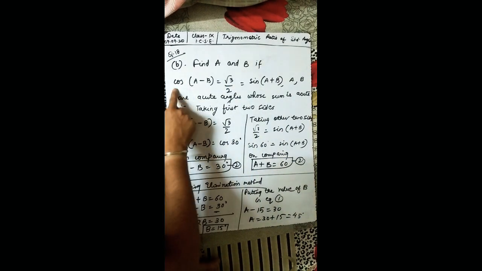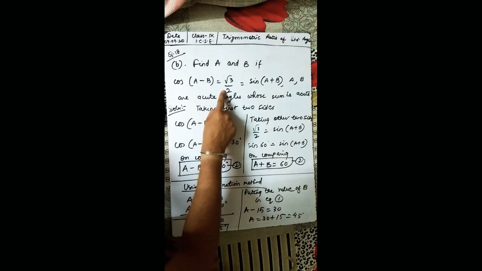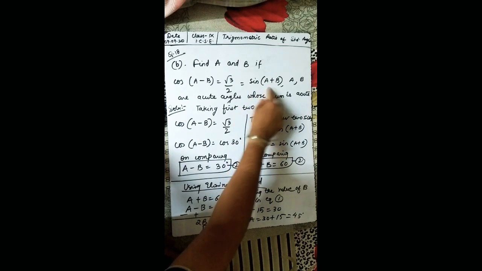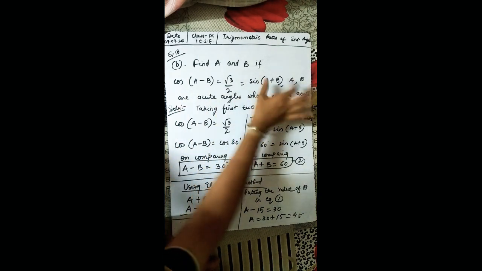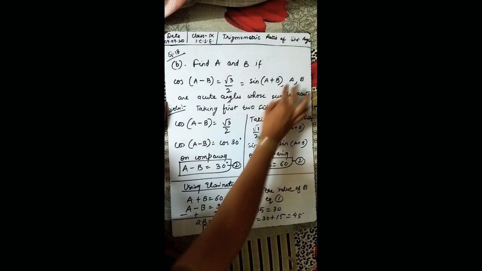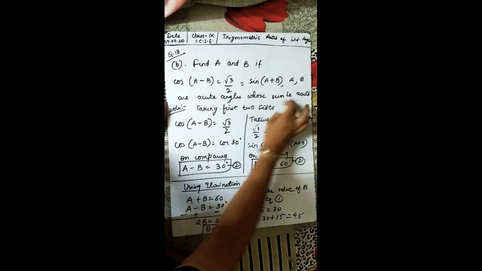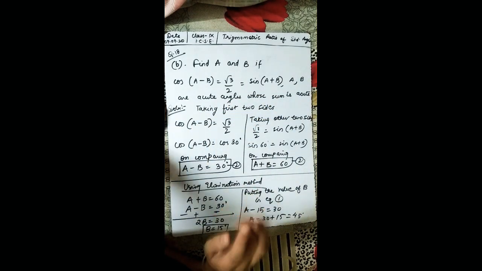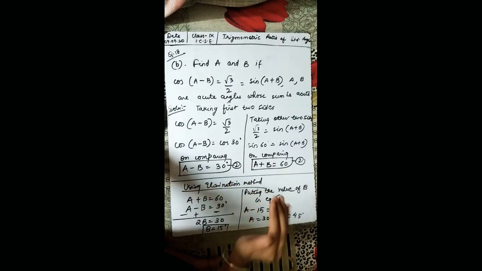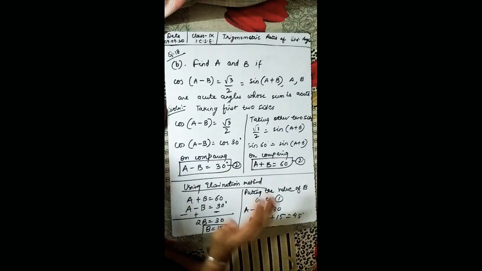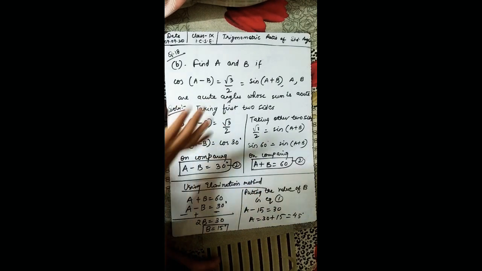If cos A minus B is equal to root 3 upon 2 equal to sine A plus B, that means 3 equalized things we are given. A, B are acute angle whose sum is acute. So if we get A and B, just add it and just check, are they acute or not, that is less than 90 degree. Okay, so let us take the given part first.